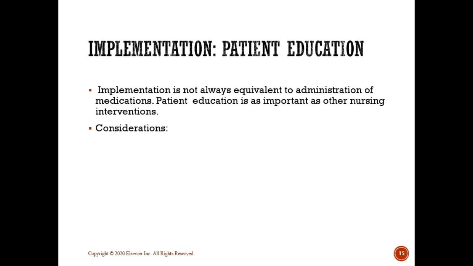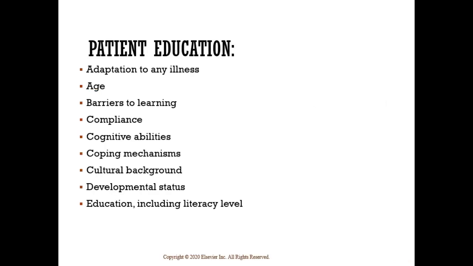So this is a list of things to consider when it comes to patient education. Are there any barriers to learning? What are their cognitive abilities? Do they have any disability? What's their cultural background? Because a lot of these things will influence how they're going to receive that information or how they would prefer to receive it. One big thing also is developmental status. Are we talking to a toddler or an older adult? It's not going to be the same thing. Your approach with a younger individual may not be the same as with an older individual.